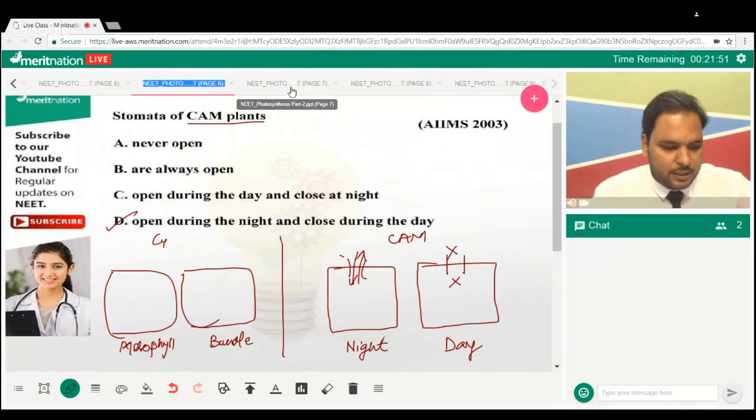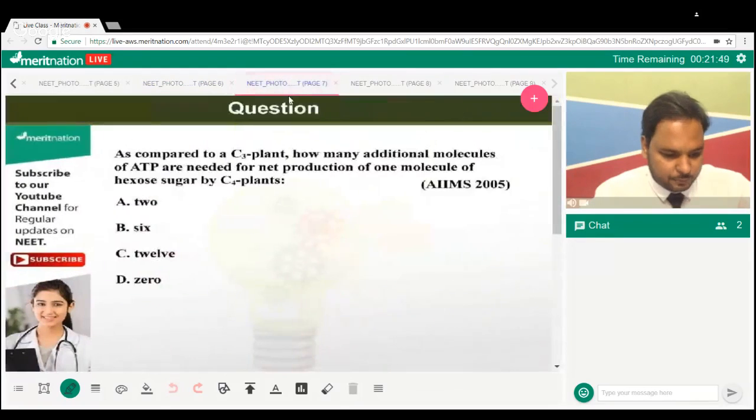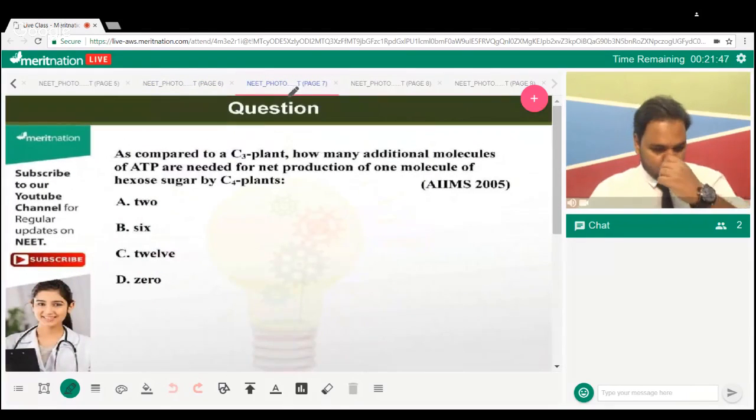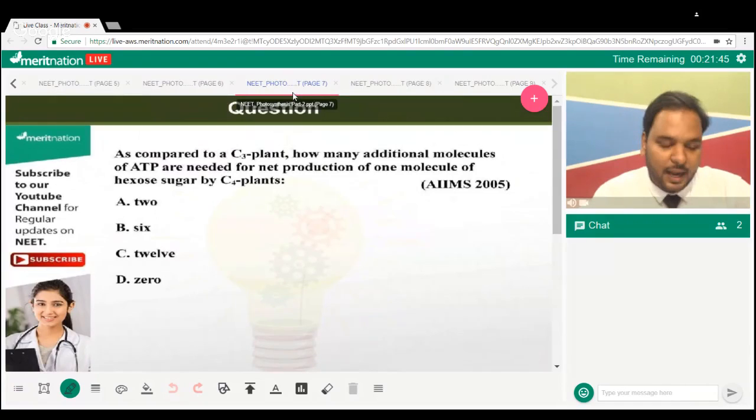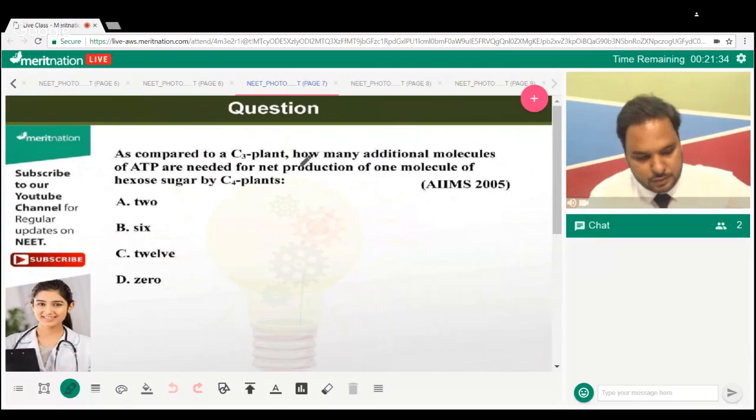Now let's move on to the next question quickly, everyone. As compared to a C3 plant, how many additional molecules of ATP are needed for net production of one molecule of hexose sugar by a C4 plant? So there is a connection between your light reaction and dark reaction here, a little bit of it.